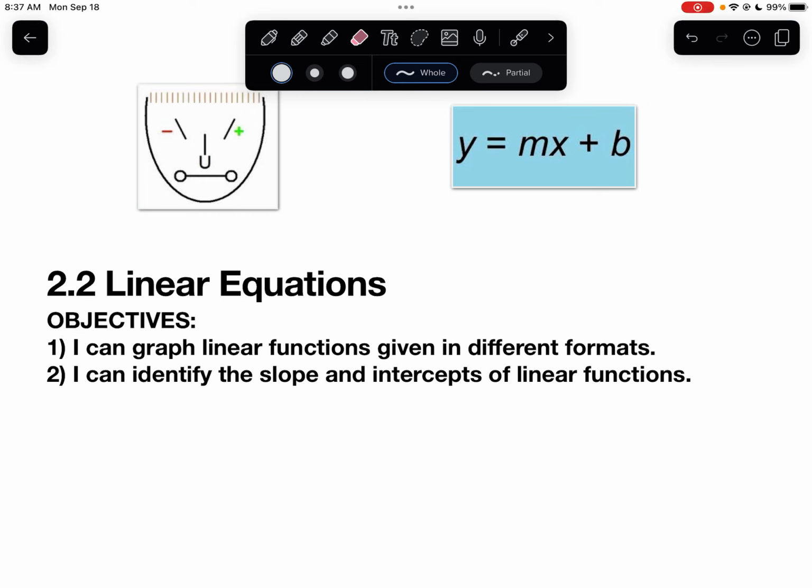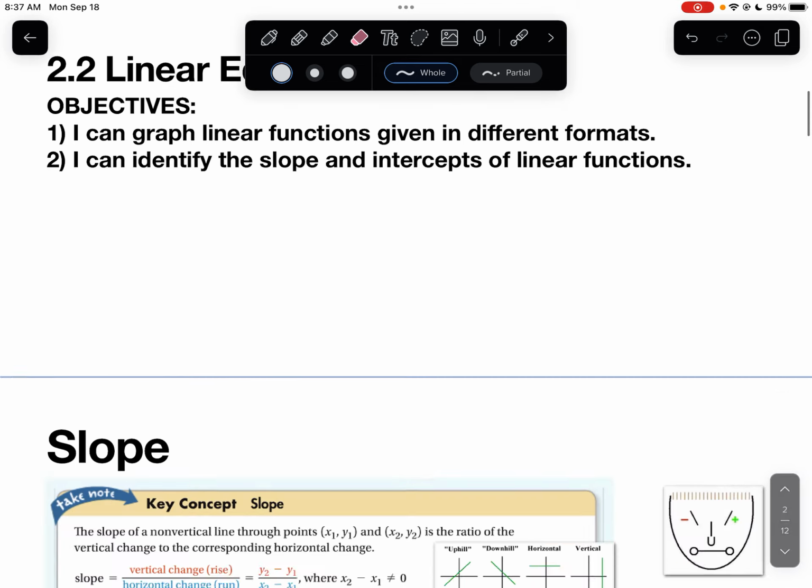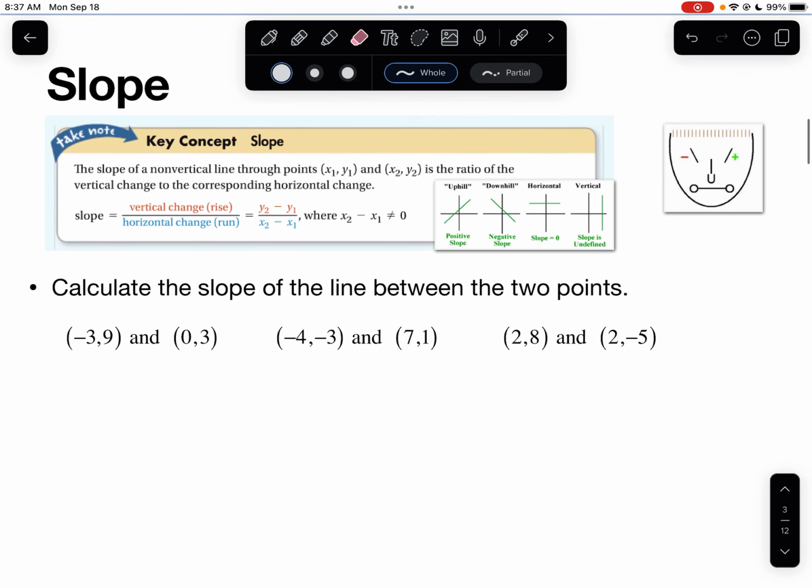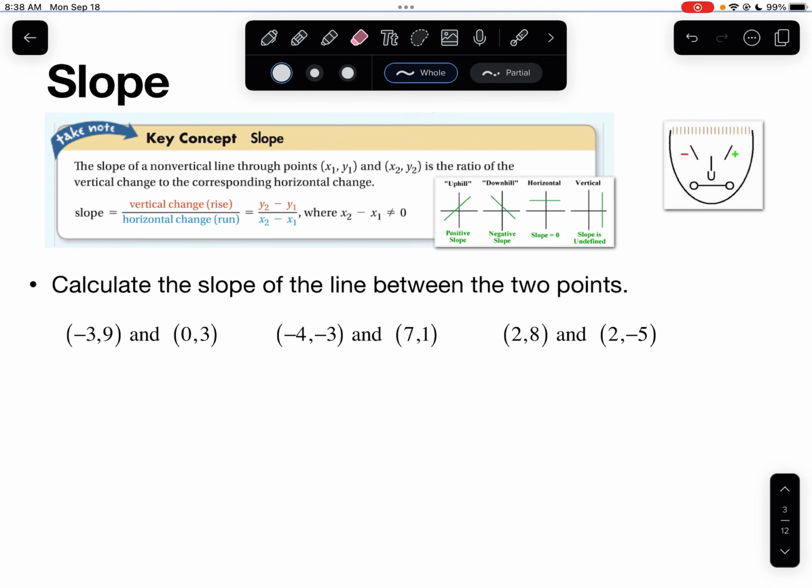Hello everyone, thank you for joining me today as we discuss linear equations with two objectives, those being to graph linear equations given in different formats and identify the slope and intercepts of various linear equations. Now, before we talk about the different formats of these linear equations, let's talk about the key characteristic of this family of functions, and that is their constant slope, their constant rate of change, giving them this linear appearance, always either increasing or decreasing by the same rate, the same amount as we progress along the graph, okay?